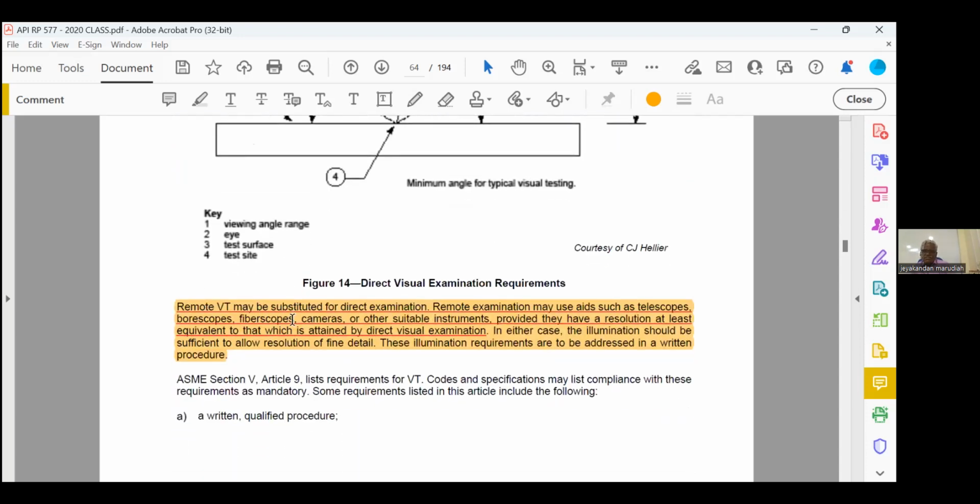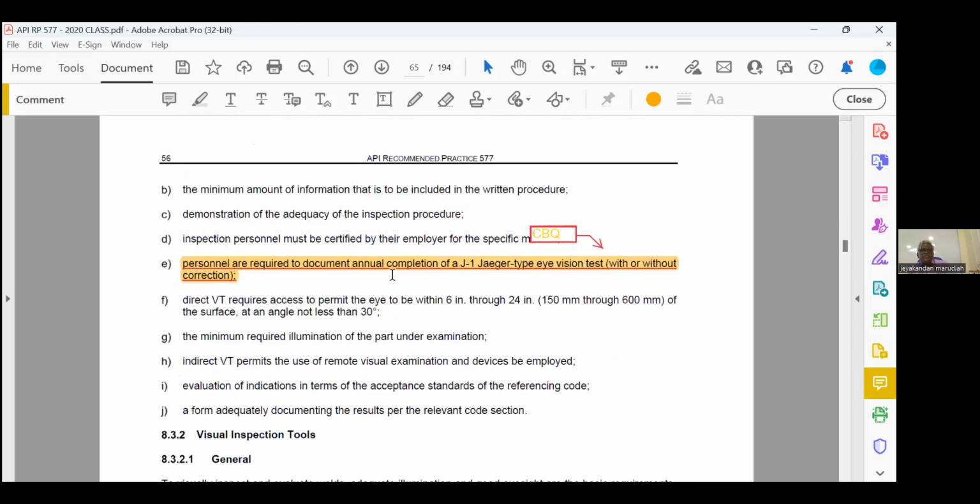Then go to the next page, 56. Persons are required to document the annual completion of the J1 Jaeger type eye vision test, with or without correction. That is a closed book question.